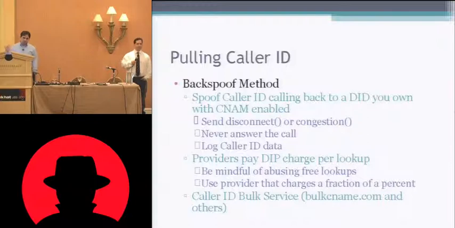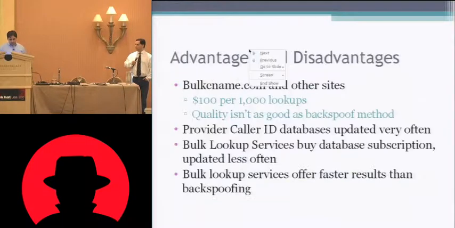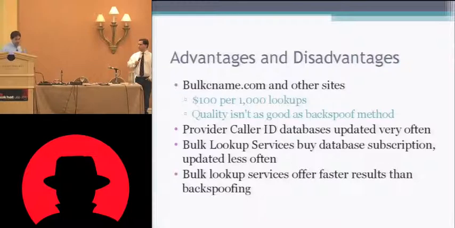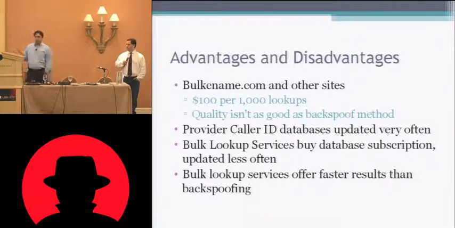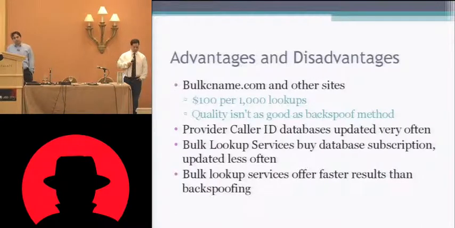But the ones that actually charge you a little bit of money, they'll be less likely to do that because they're not footing the entire bill. So just something to keep in mind when you're doing that technique. And of course, like we said, the advantages and disadvantages of getting a service and buying a database versus just doing the back spoofing technique. Specifically, there are websites like bulkcnam.com, and there are other ones out there like that. They charge about $100 per 1,000 lookups. And of course, these caller ID databases that they have, they're not totally up to date.